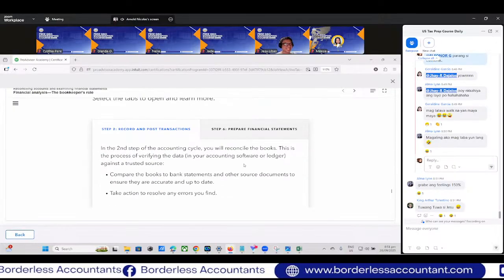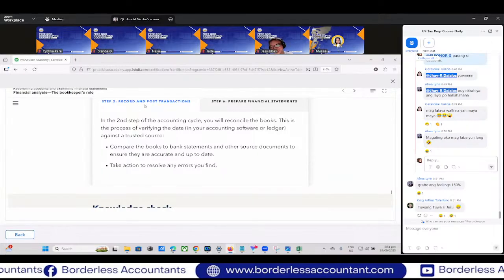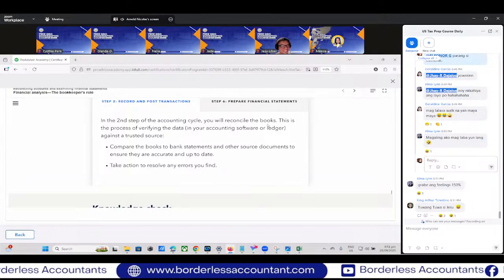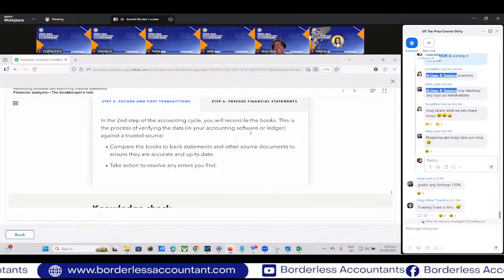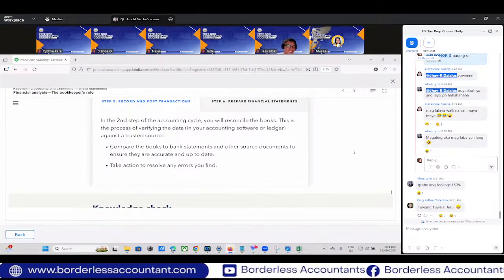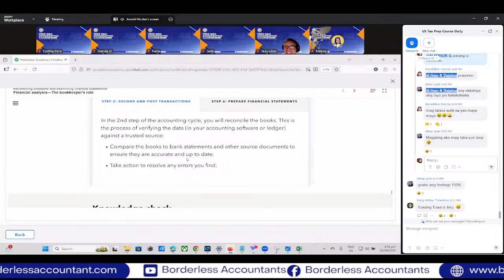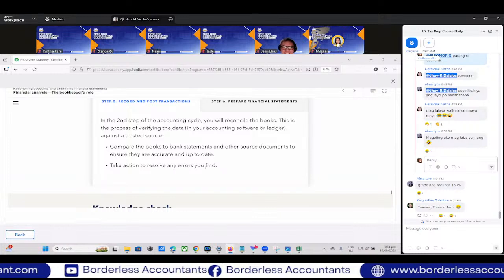This one, John. Okay. Record and close transactions. In the second step of the accounting cycle, you will reconcile the books. This is the process of verifying the data in your accounting software or ledger against a trusted source. Compare the books to bank statements and other source documents to ensure they are accurate and up to date. Take action to resolve any errors you find.